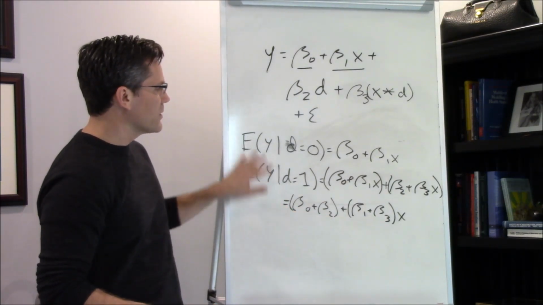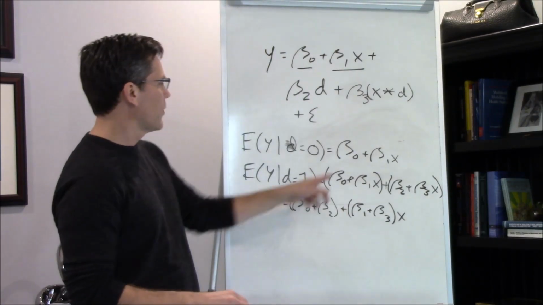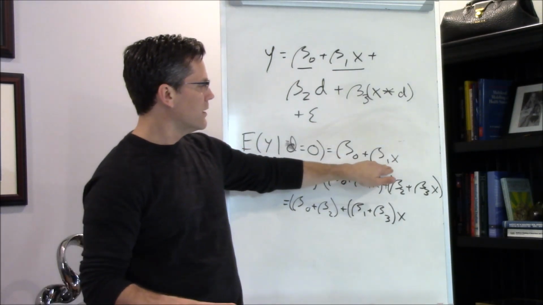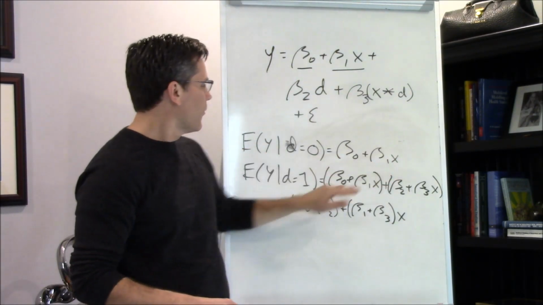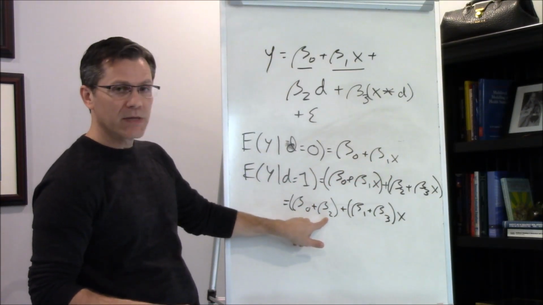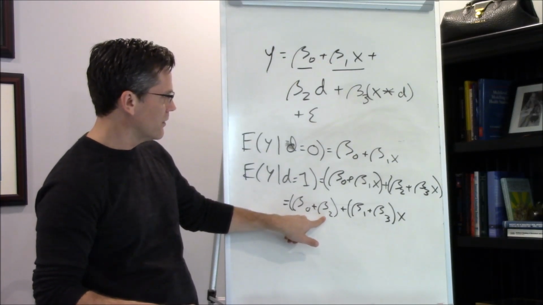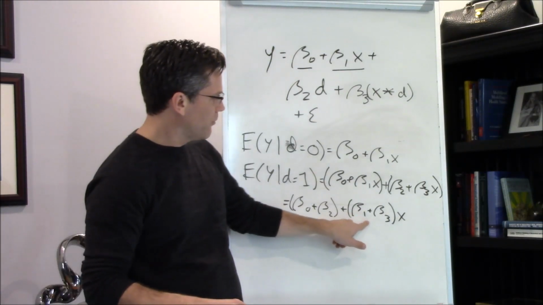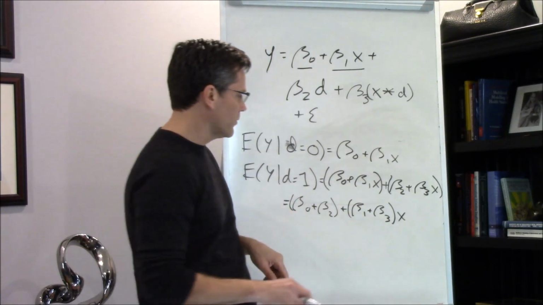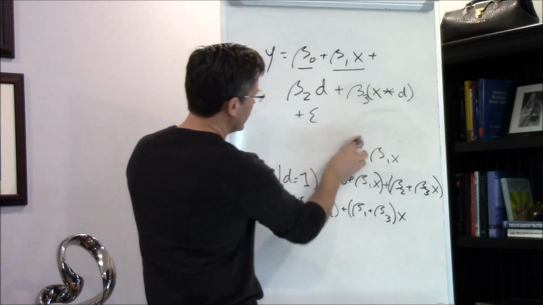Now, oftentimes these are referred to as simple regression lines. For the group d equals 0, we have a simple intercept beta naught and a simple slope beta 1. For the group where d equals 1, we have a simple intercept beta naught plus beta 2, where beta 2 is the difference in intercepts between the lines, and we have a simple slope of beta 1 plus beta 3, where beta 3 is the difference in slopes between the two lines. All right, and we can plot that out to get a better sense of that as well.